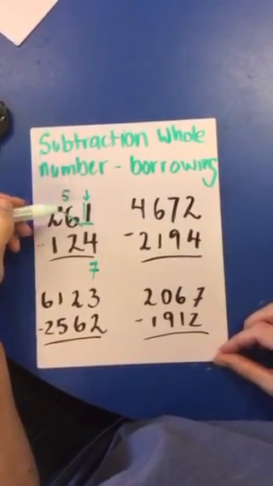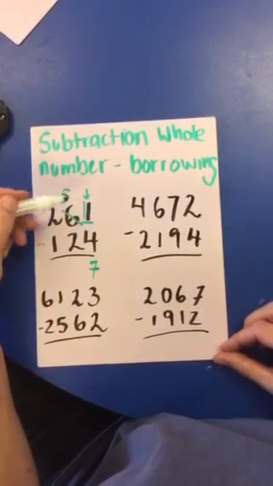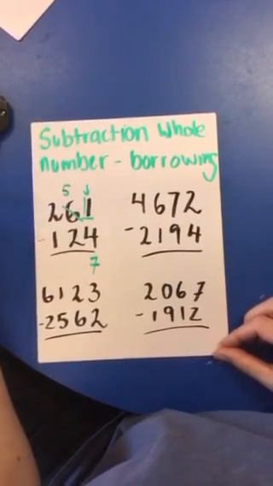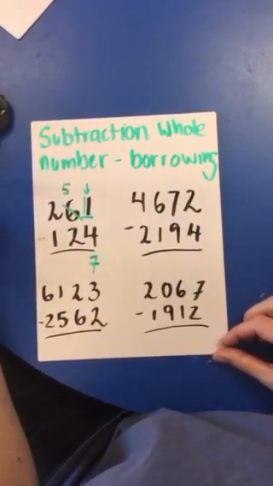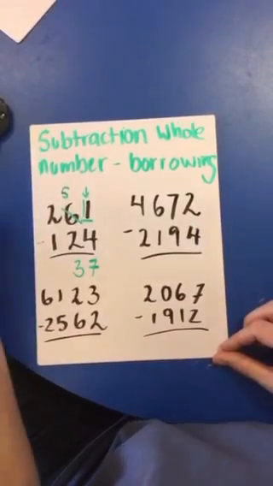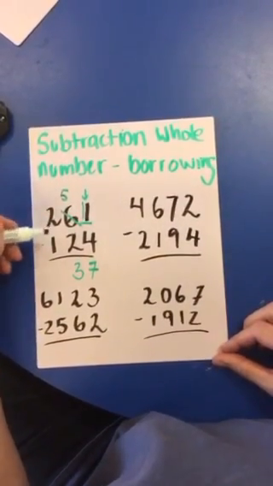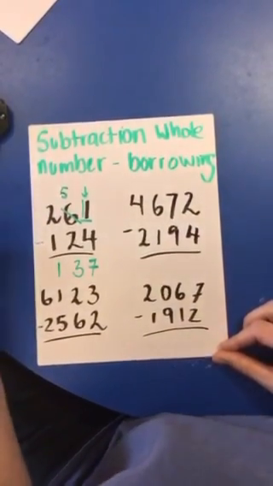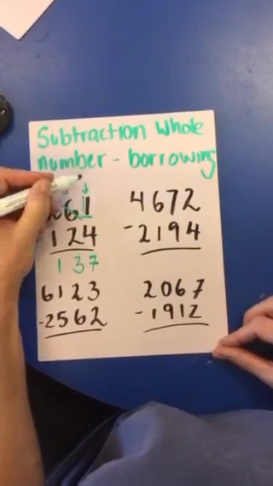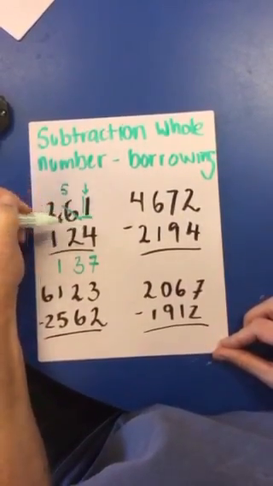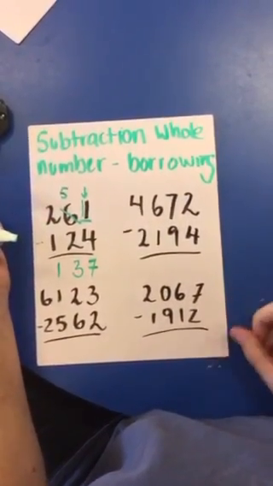And this number is still larger than the number underneath, which is great. 5 subtract 2 equals 3. 2 subtract 1 equals 1. Only one bit of borrowing. Only one borrow.